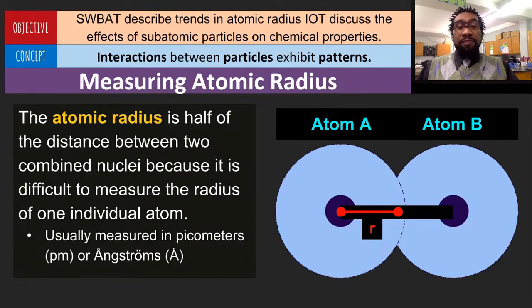When we want to measure the atomic radius, it's actually difficult to do that for an individual atom. So we have to measure half the distance between two combined nuclei, usually measured in picometers or angstroms. On your right, we have atom A and atom B, which are meant to be identical despite having two different letters. At the center of atom A, there is a line with a dot on one end that extends to the overlapping section between atoms A and B. Where that line ends is half the distance between the two nuclei, or the centers of those two atoms. That's how we measure the atomic radius.